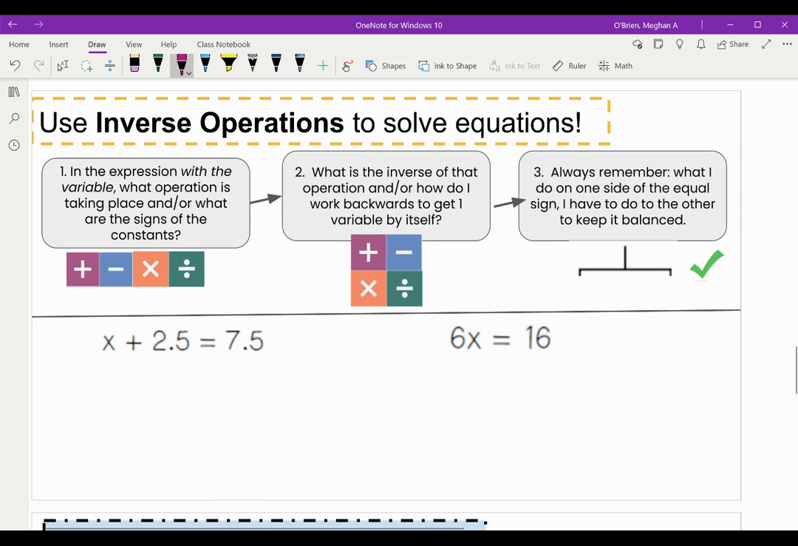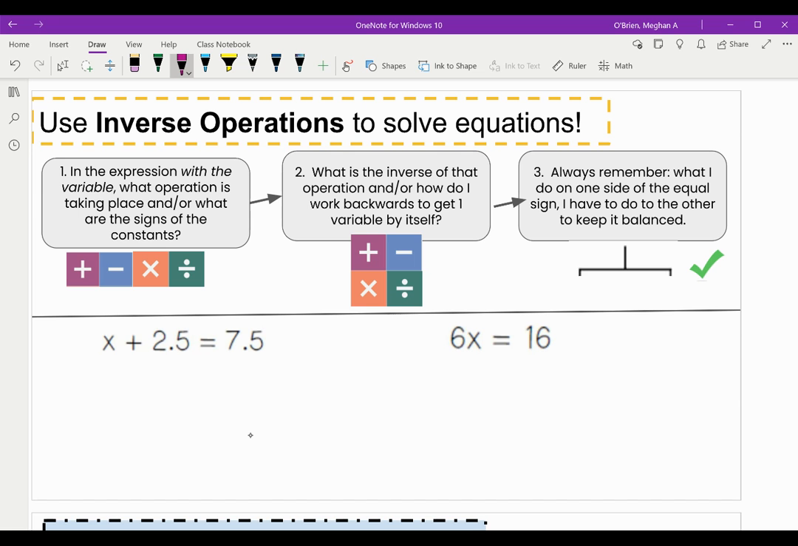But here is the official steps, right? We use inverse operations to solve equations. Inverse just means opposite. Okay, so read these with me. Step 1, in the expression with the variable, what operation is taking place and/or what are the signs of the constants? That's just like a question we're asking ourselves. So here are the operations: add, subtract, multiply, and divide. Okay, so we ask ourselves, what is happening with the variable?